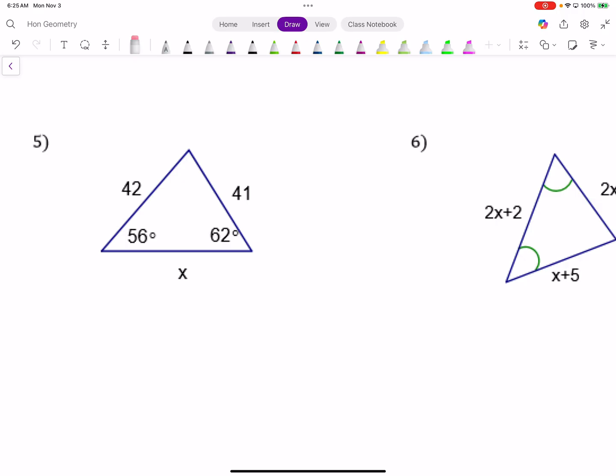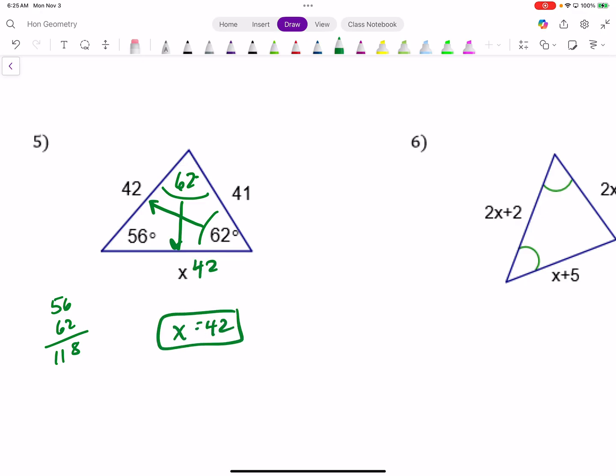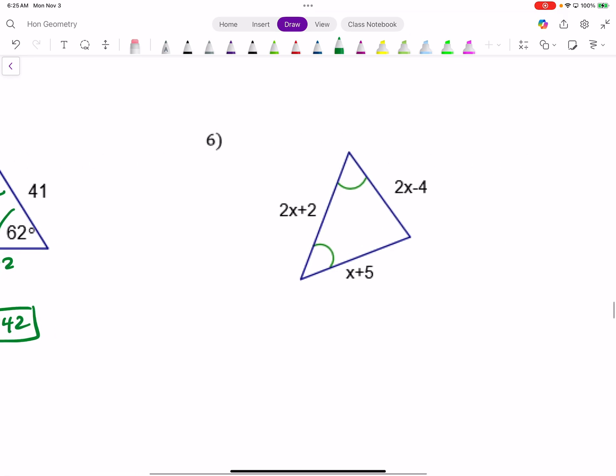Okay, so let's do this first. 56 and 62, how much do we have so far? 118? So 120 to 180, that's 60. So this is 62 degrees up here. Okay, so if that angle is congruent to this angle, then the sides across from those are congruent, so this has to be 42. That makes more sense than what I was trying to say a second ago.